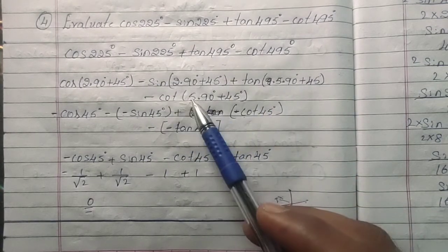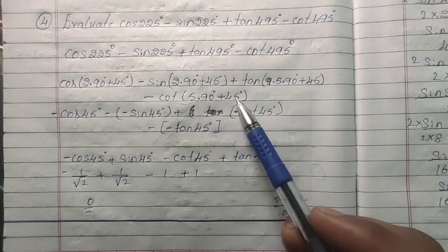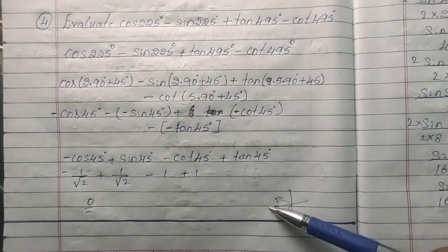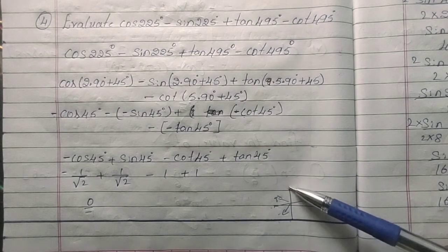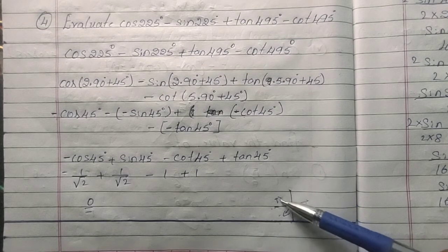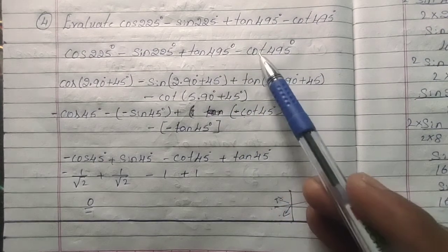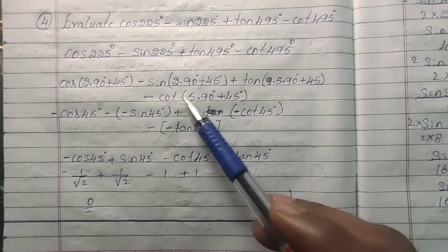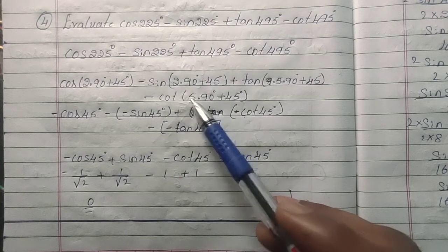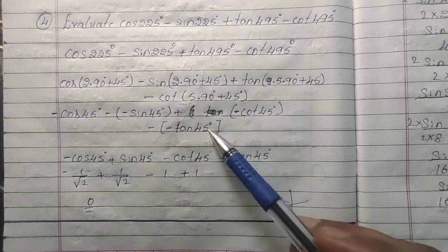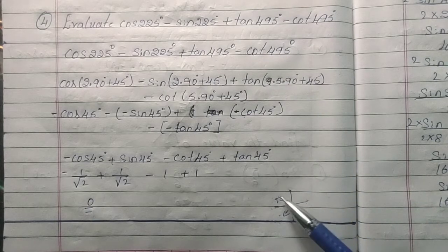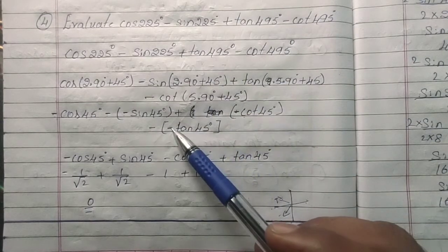495, I can write it as 5 into 90 plus 45. 1 time, 2 times, 3 times, 4 times, 5 times 90 plus 45 means it is in the second quadrant. In the second quadrant cot is negative. Therefore, this is an odd number, so cot becomes tan. Theta is 45 and this angle lies in the second quadrant. In the second quadrant cot is negative.